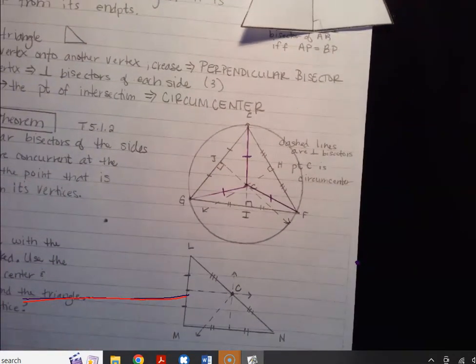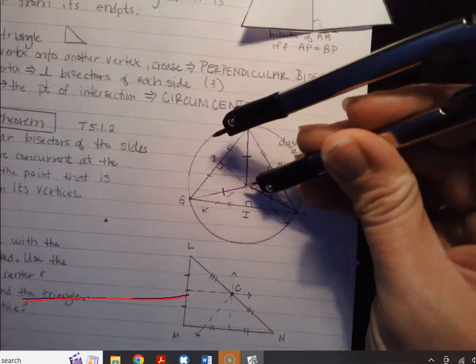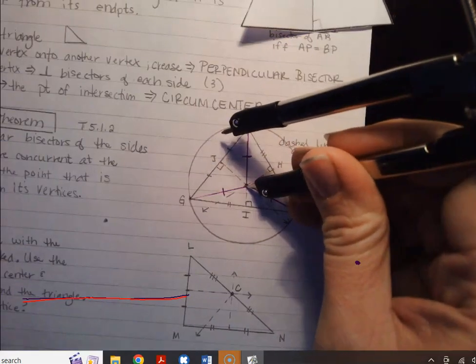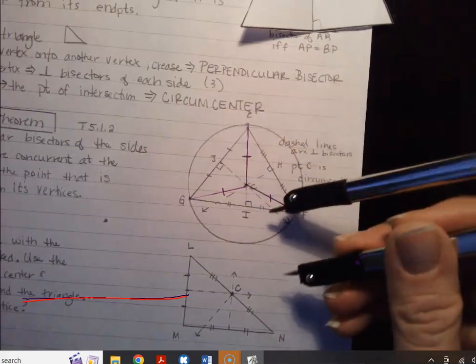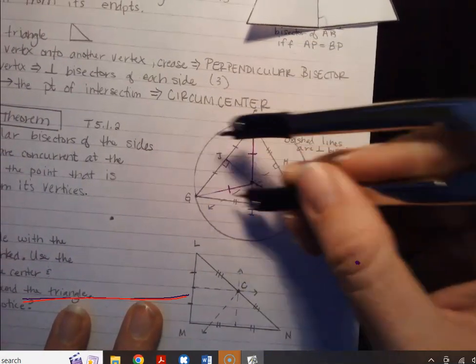How cool is that? Isn't that awesome? So we just proved it as well. And this is called a circumscribed circle, because we are able to scribe a circle around the triangle that touches all of the vertexes.